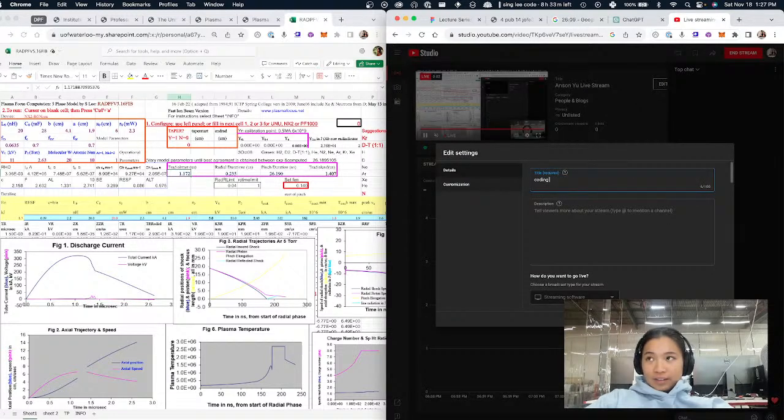Coding about and learning about plasma. Cool emoji.